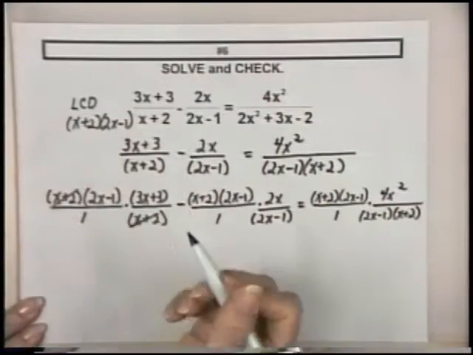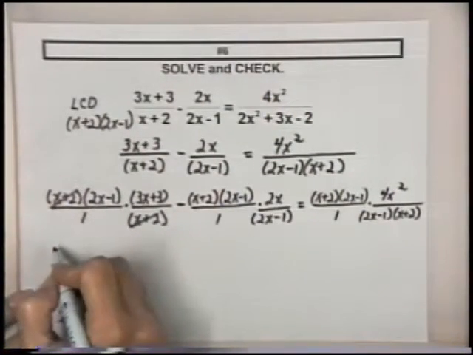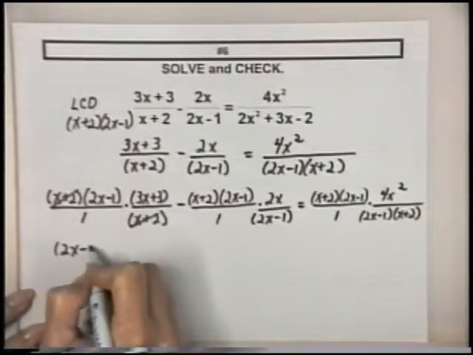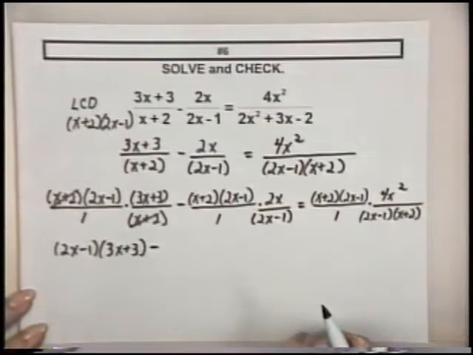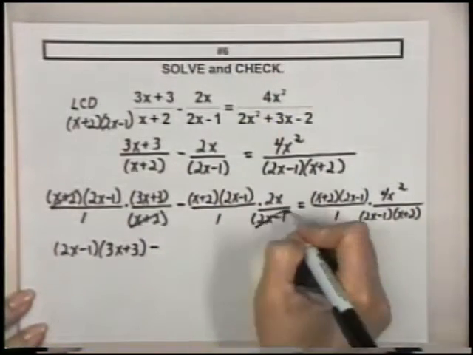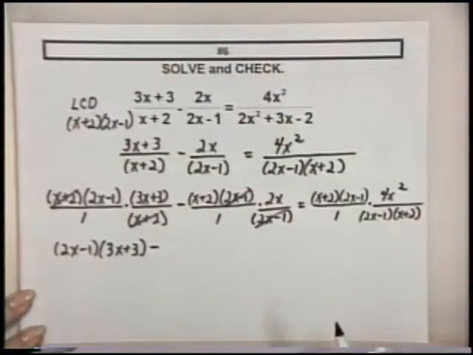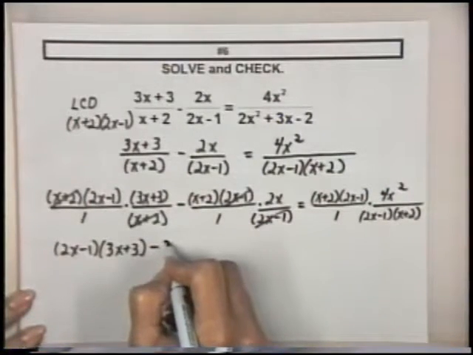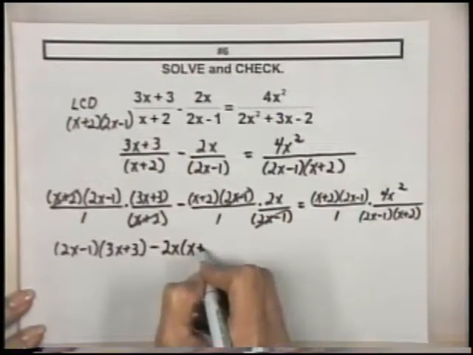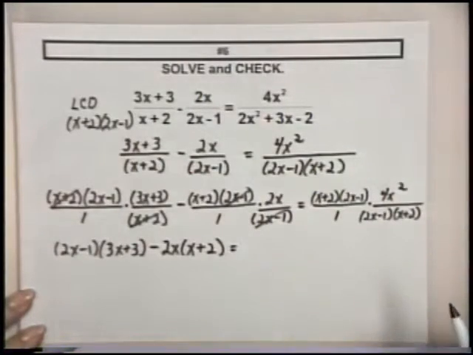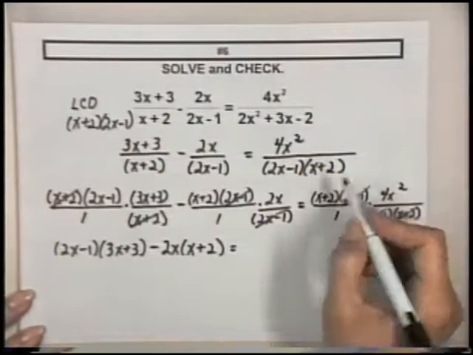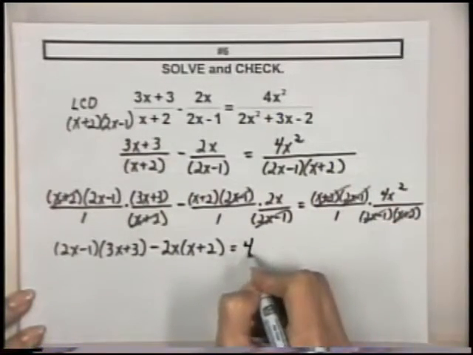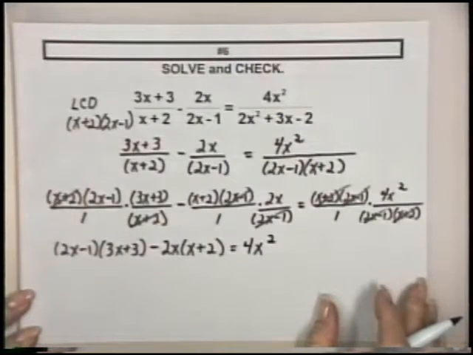Now let's see what cancels. In my first fraction, the x plus 2 will cancel the x plus 2. I am left to multiply 2x minus 1 times 3x plus 3. Subtract. In my second fraction, my 2x minus 1 will cancel my 2x minus 1. I am left to multiply 2x by x plus 2. On the other side of the equation, the 2x minus 1's will cancel, the x plus 2's will cancel. I am left with 4x squared.